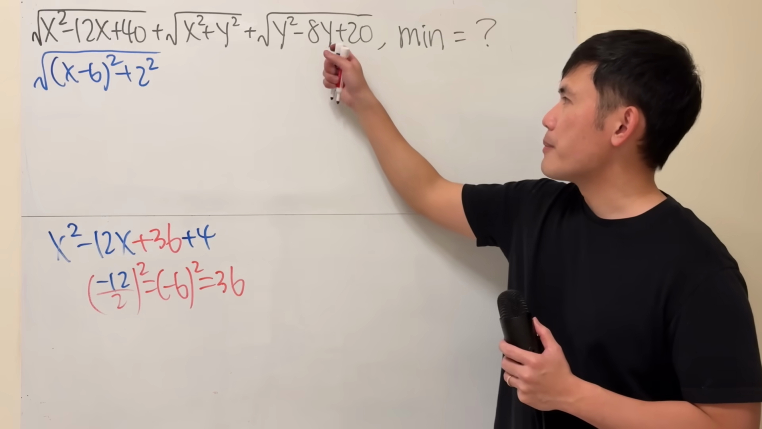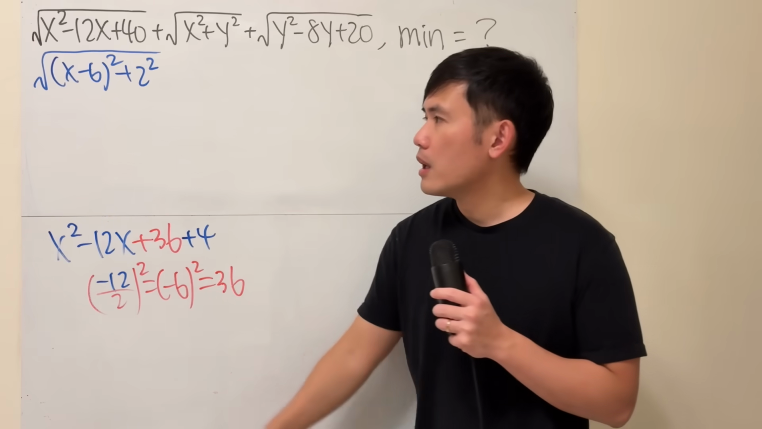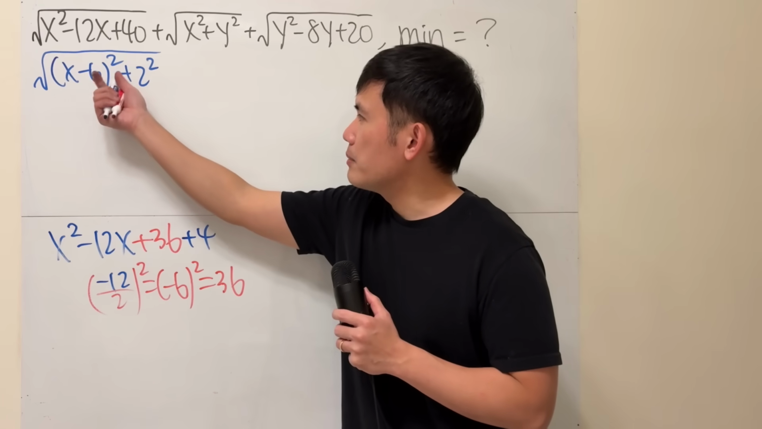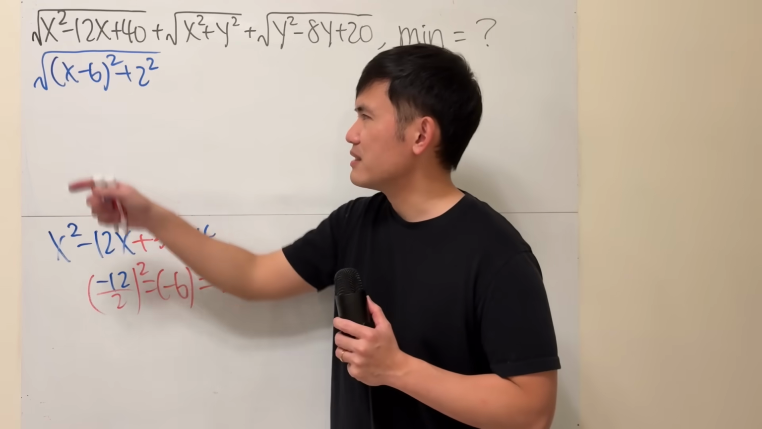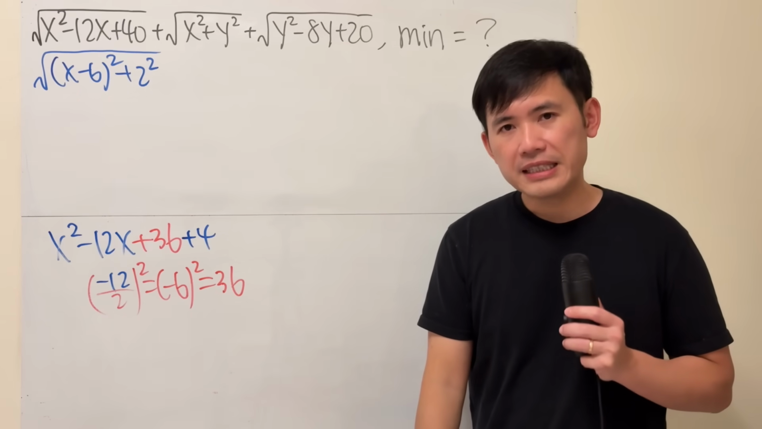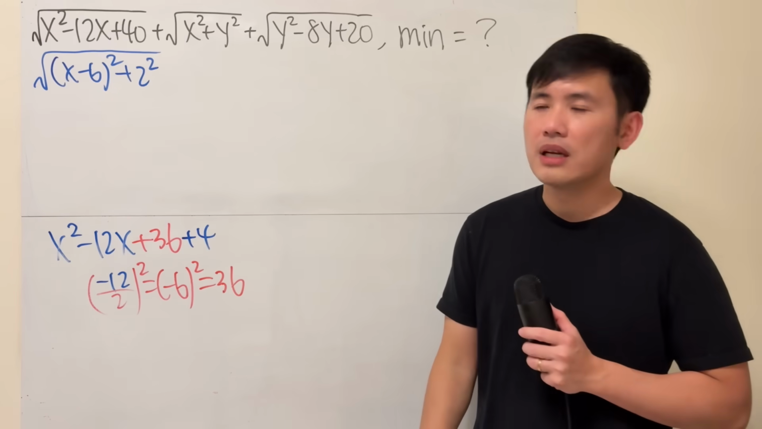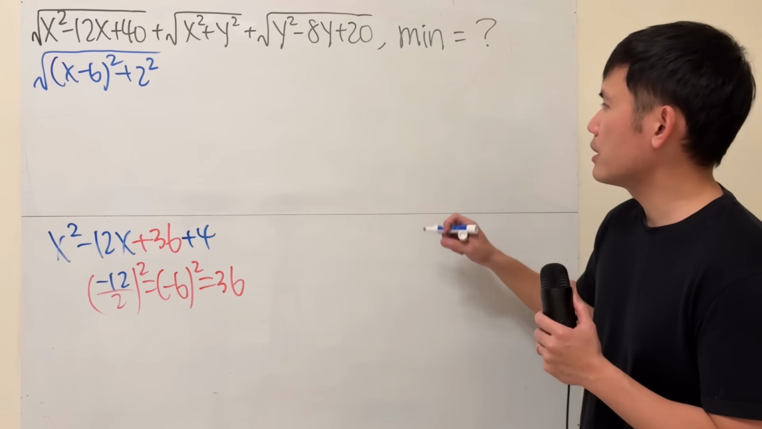And you can do the same right here, and let's just focus on this first. Square root of a sum of 2 squares, and we have the x minus 6. What does that remind you of? The answer is the distance formula for 2 points. And let me review that with you guys real quick right here.